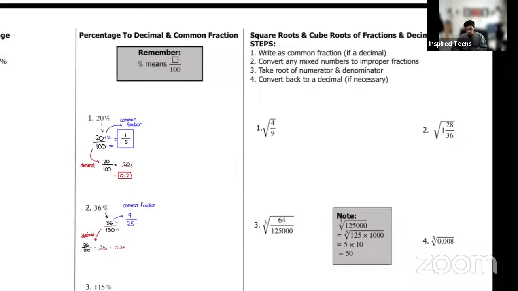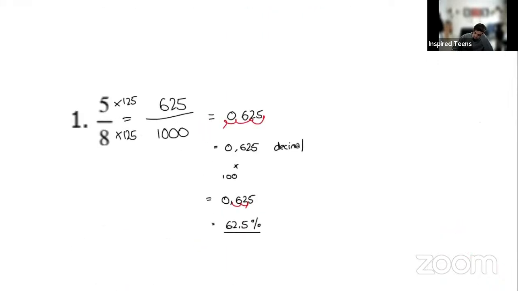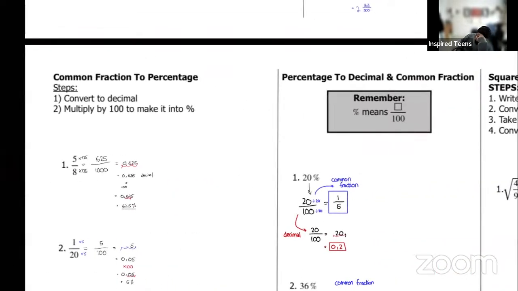But just to answer your question, if I can gauge what you're saying, how do I know to multiply fractions like this here, and how do I know I need to divide? So it depends on what you're doing. Common fraction to percentage: in this case, you're going to multiply, because if you want to get it to a percentage, you multiply by 100 to make it into a percentage.